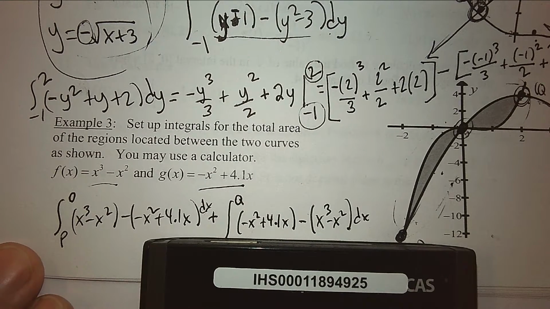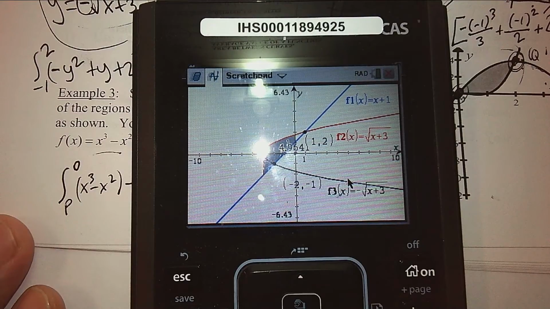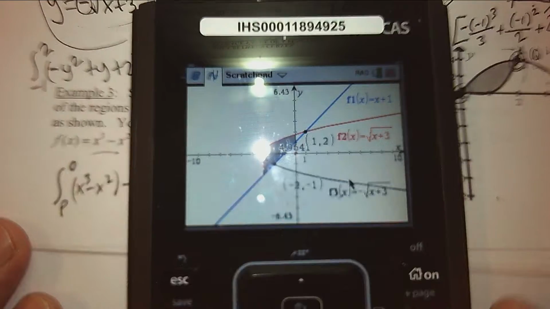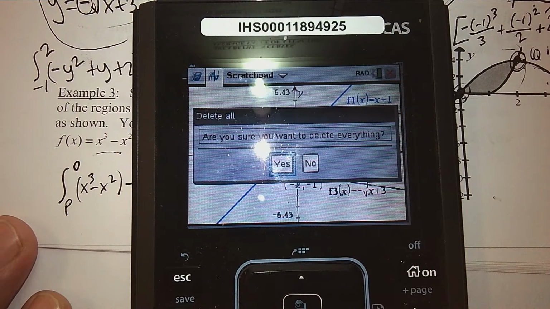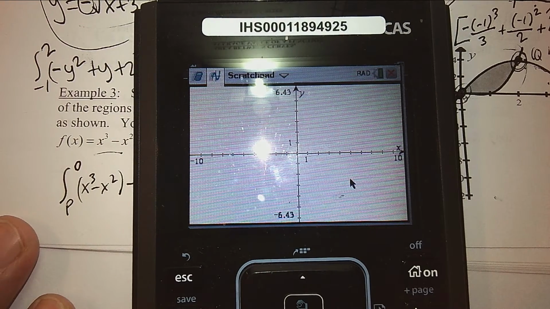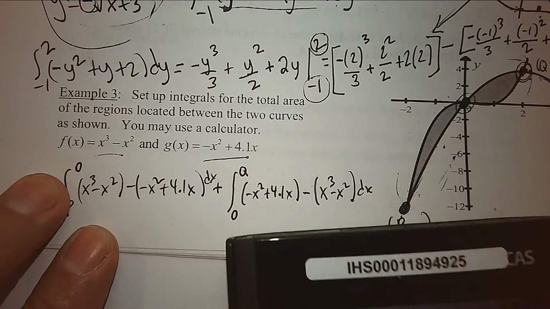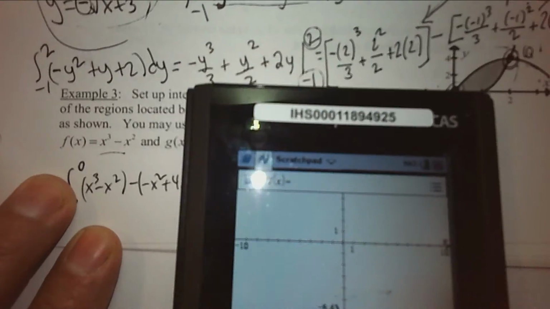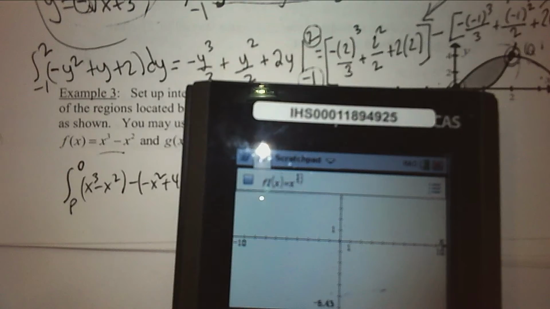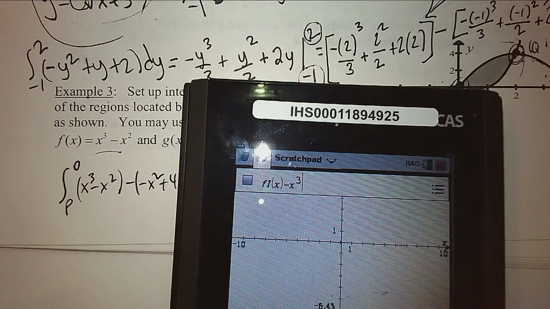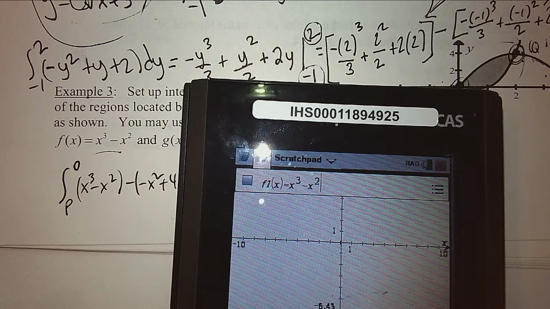I want to show you a few things. First of all, we're going to go back to the graph. We're going to clear what we did before. How do we do that again? So we're going to go to Menu, press 1, press 4, and then, yep, I want to erase everything. Then I'm going to press the Tab button, and I'm going to type in the first one. Now, the first one is x cubed. Move the cursor. Subtract x squared. We're going to graph that.